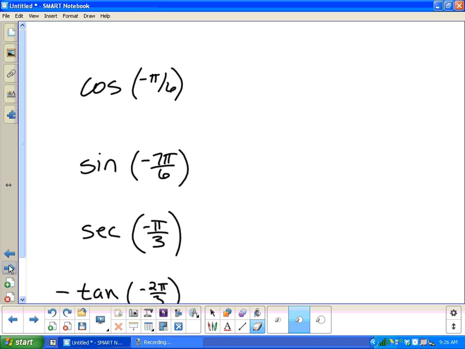Have your unit circle in front of you. Now, instead of actually going to negative pi over 6, let's just rewrite this so that this angle is positive. Would I put negative cosine of pi over 6? No, it would just be cosine of pi over 6. And what's the cosine of pi over 6? Square root of 3 over 2, is that right?